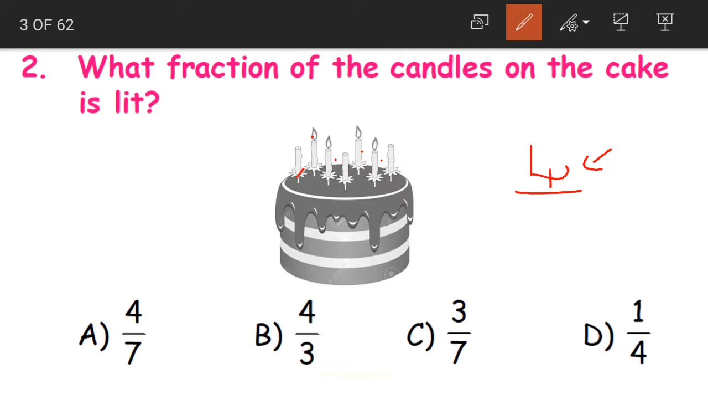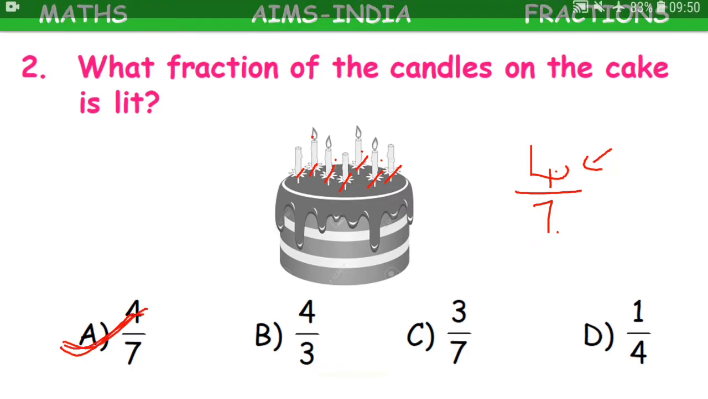How many do we have? 1, 2, 3, 4, 5, 6 and 7. So 4 becomes our numerator, 7 becomes our denominator. So 4 by 7 is the fraction of the candles that are lit. If you look at the options, option A, 4 by 7, is the correct one. Okay children, understood question number 2?